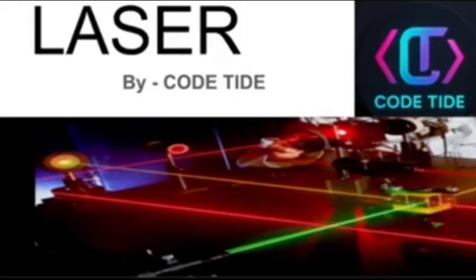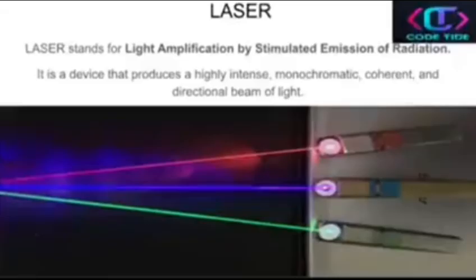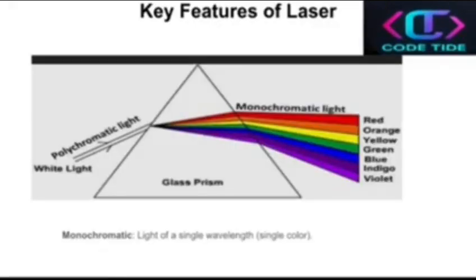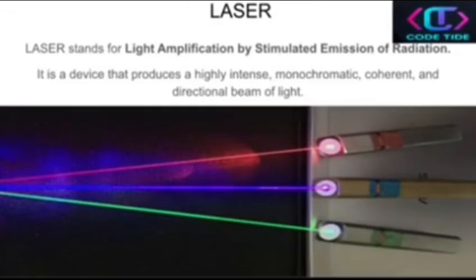To the code 10. Today we are learning lasers. Laser means light amplification by stimulated emission of radiation. A laser is commonly used, you can say, as a high intensity and monochromatic light. Key features of lasers: monochromatic means we have a single color. Here we can see white light going in and we get monochromatic light of a different color.